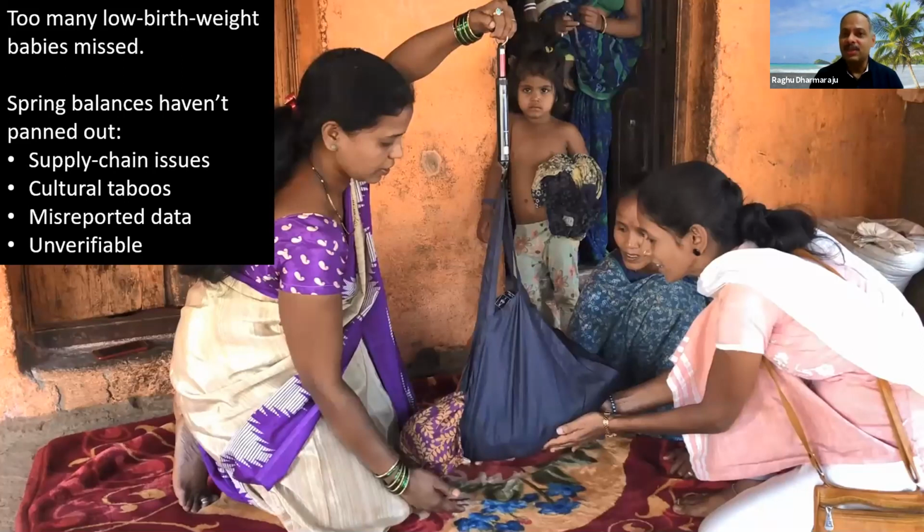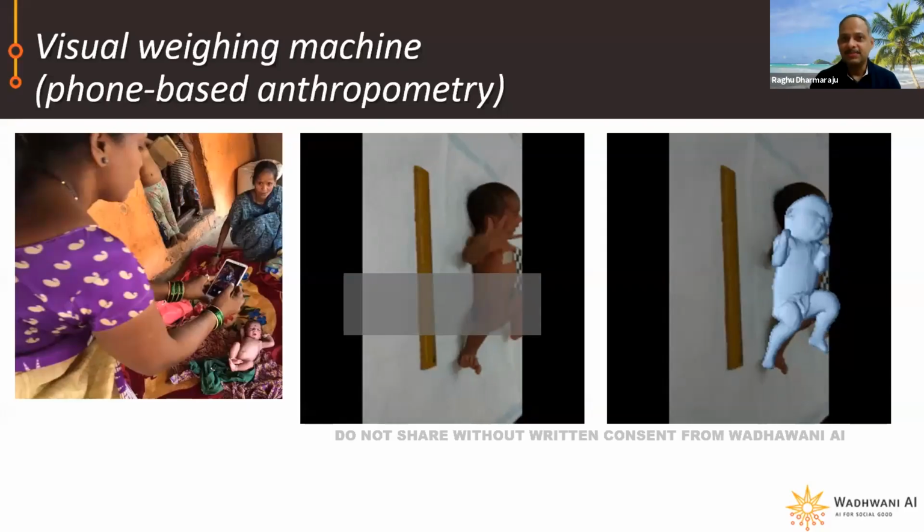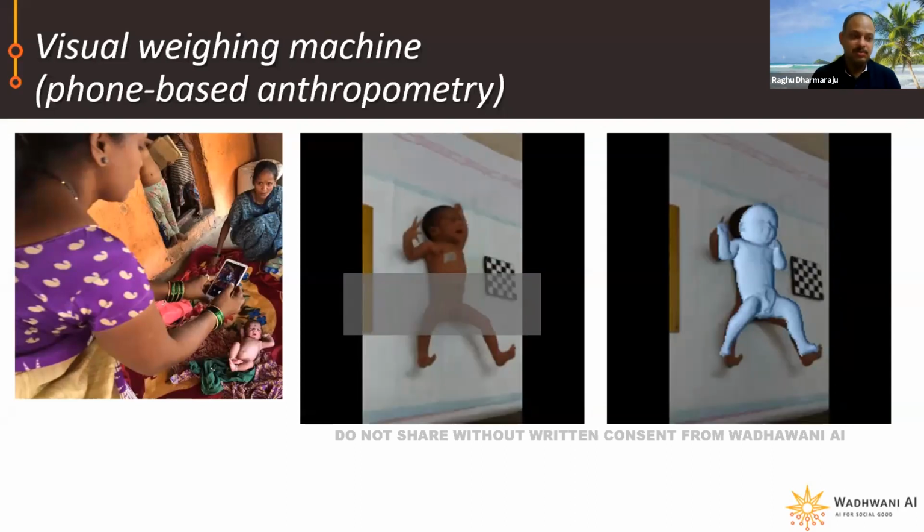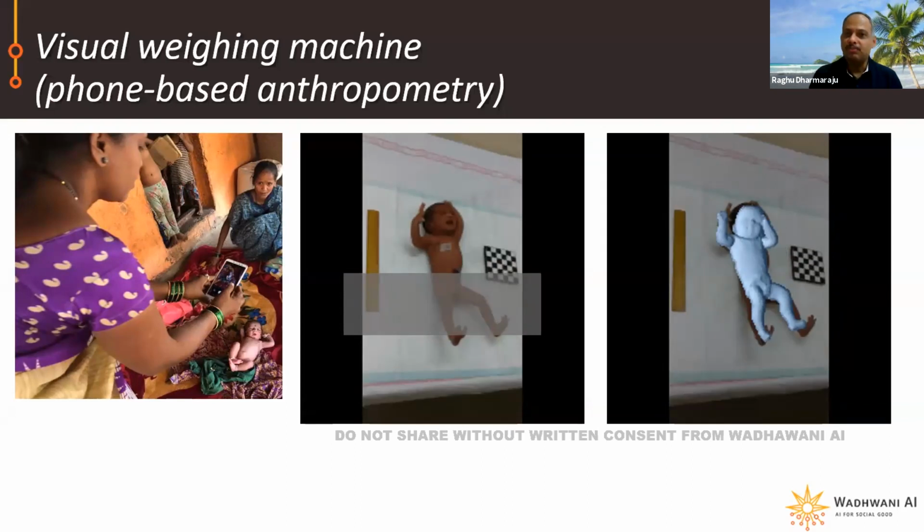But so how do we make this easier? And of course, there are repair issues. How do we make this easier? Let's go to the next slide. So we have actually built a visual weighing machine. We have some great results. We are at plus or minus 140 grams.